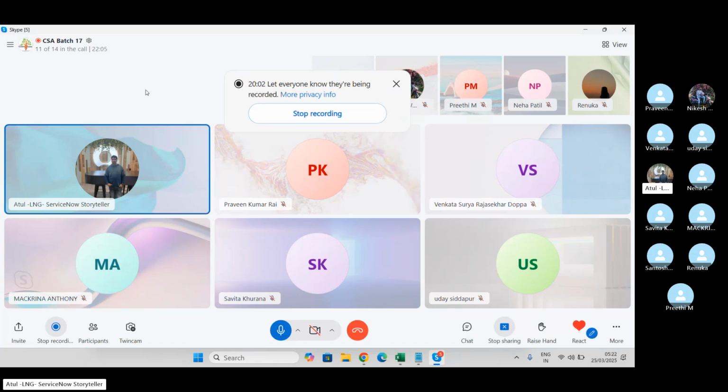Now, what is the solution? Now, what is the solution for this one? This concept is called the discovery.